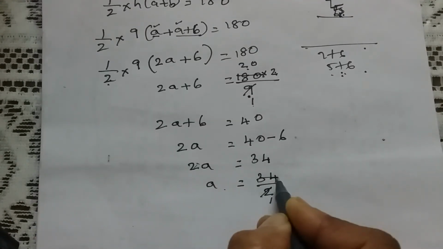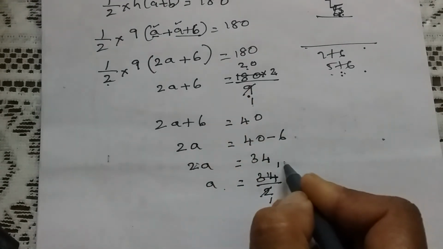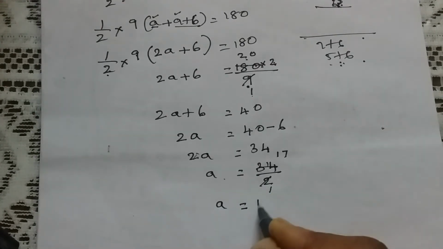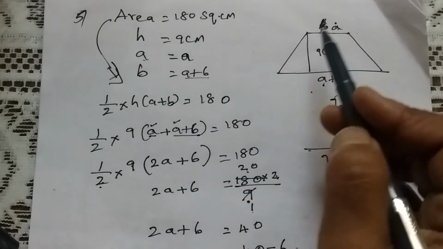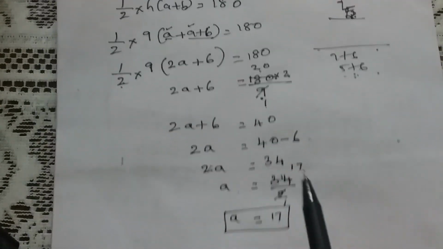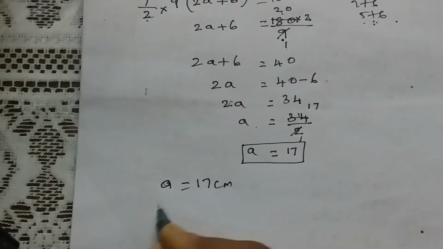Now cancel. 2 ones are 2. Here, 2 ones are 2. After 2, 3, remainder is 1. Carry with 4. It becomes 2 sevens are 14. So a is equal to 17 by 1, which is 17. So we got one parallel side. This we got, a is 17. So what is the other parallel side? A is equal to 17 centimeters, one parallel side.